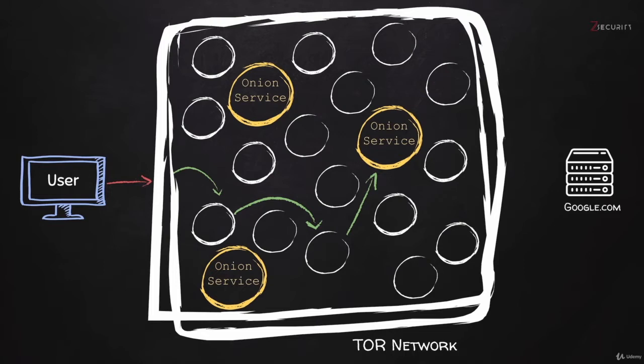Therefore, in this lecture, I want to show you some entry points to Tor hidden services or Onion services. What I mean by entry points is websites that we can use to discover other websites or to get to other Onion services.